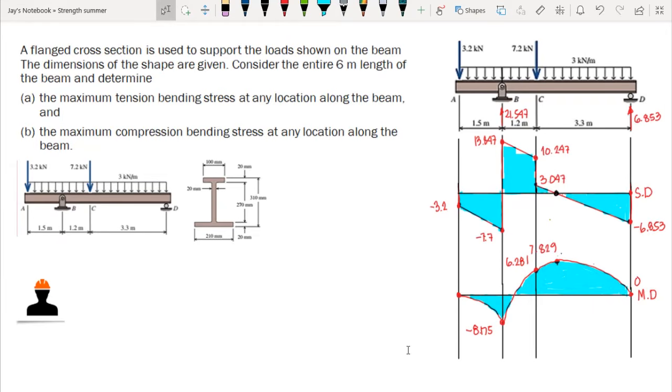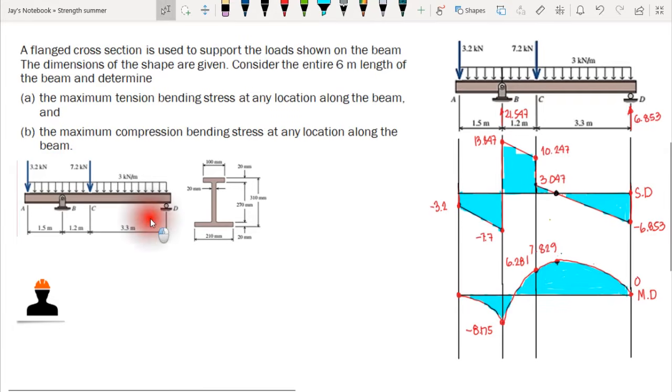We have a flanged cross-section used to support the loads as shown on the beam. So we have this beam here and the dimensions of the shape are given. Consider the entire 6-meter length of the beam and determine, first, the maximum tension bending stress at any location along the beam, and letter B, the maximum compression bending stress at any location along the beam.